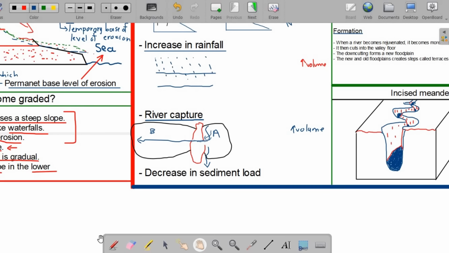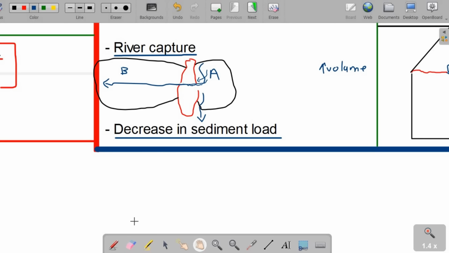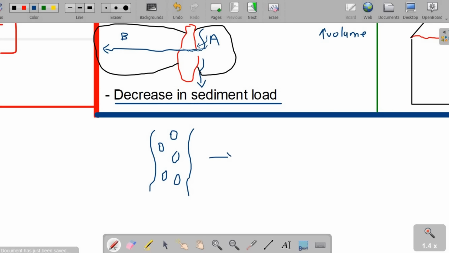And then the last point is the decrease in sediment load. Right, so what do we mean by that? Well, along a river you have a lot of sediments, particularly in the lower course. We talked about braided streams and all of those. But can you imagine if we would just remove all of these sediments? What would happen if you would take all of those sediments and remove them? How would the river flow?